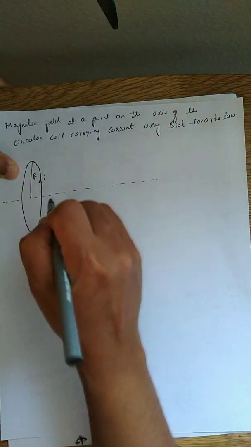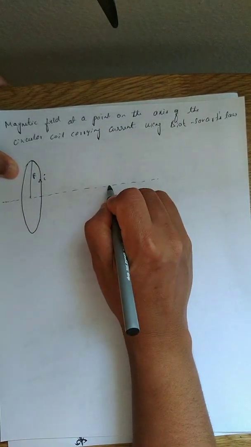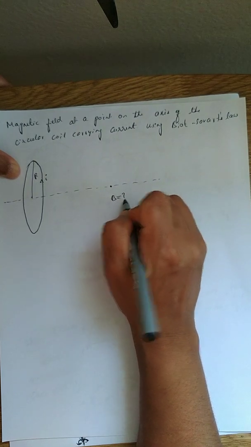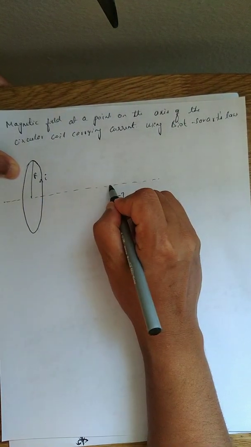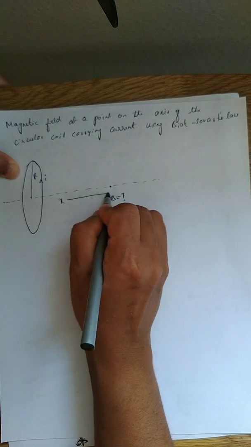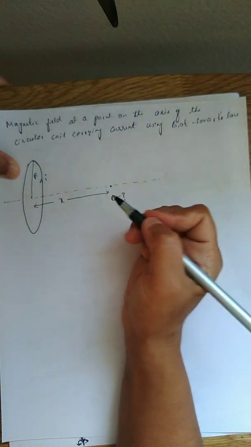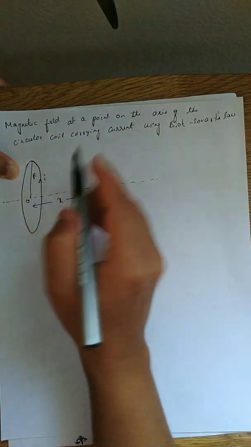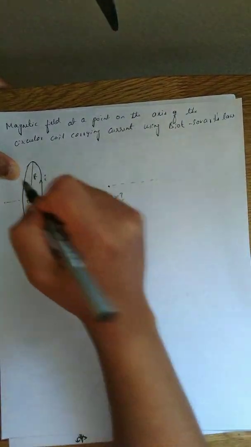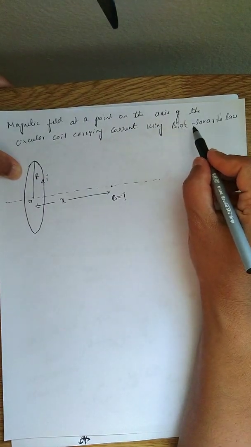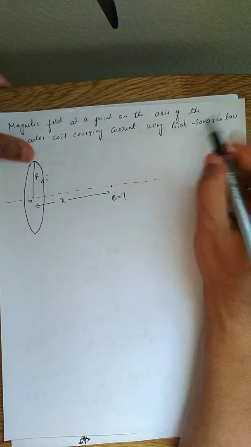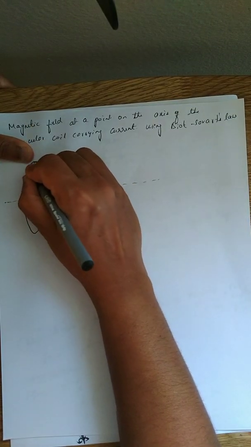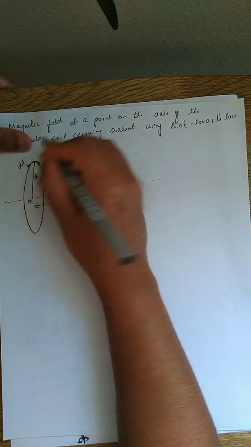you can take. Let's mark a point here. Today we are interested in finding the magnetic field at this point. Let's say this point is at a distance x from the center of the coil. Now, I want to use Biot-Savart's law. Biot-Savart's law is applicable for a current element, so I need to mark a small current element dl.